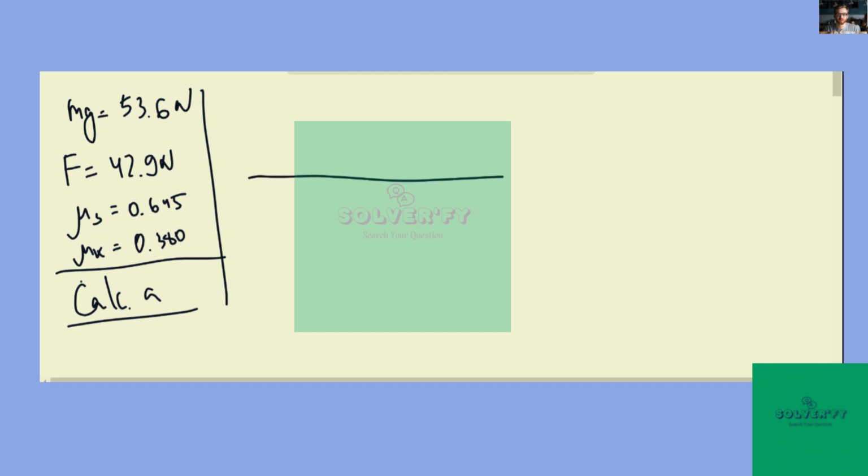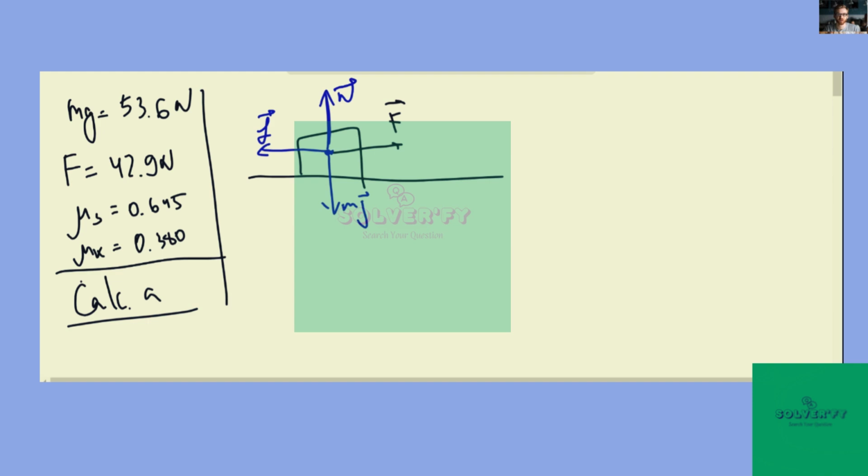Hello, here the block is on the horizontal surface and force F is applied to the block. And here we have to calculate acceleration of the block if it starts to move. So this force F is being resisted by the friction and also gravity and the reaction of the surface exerting this system.